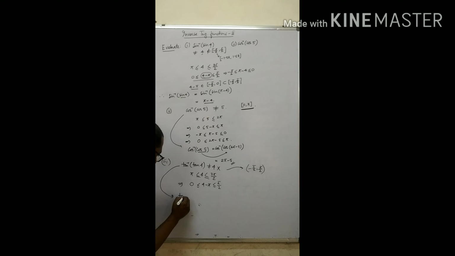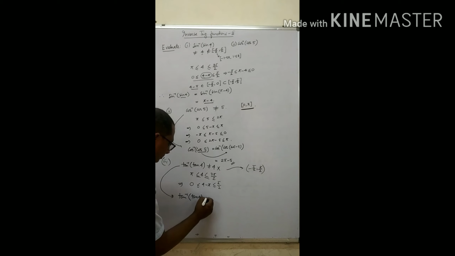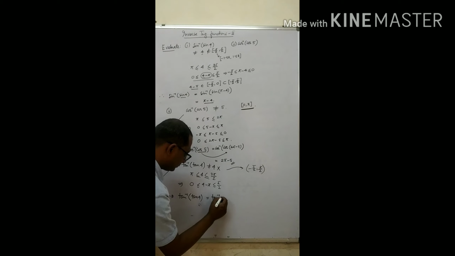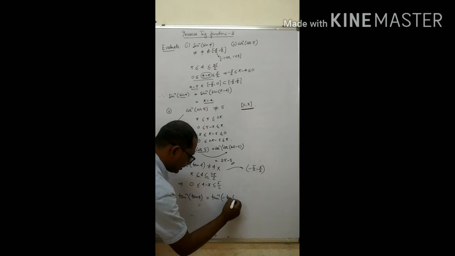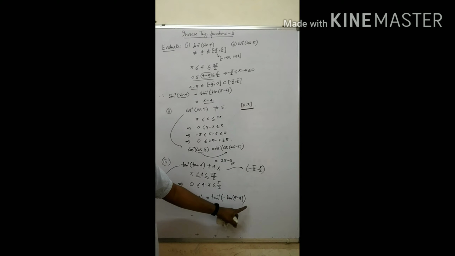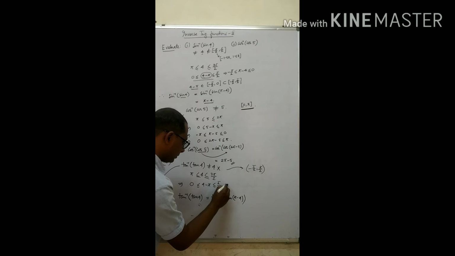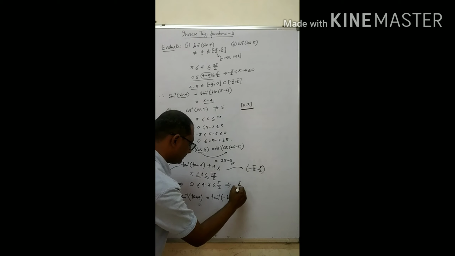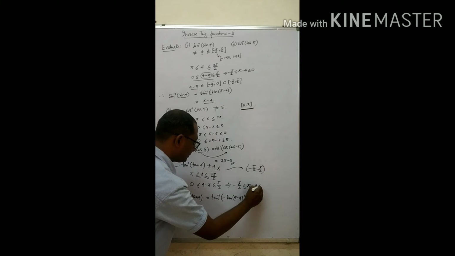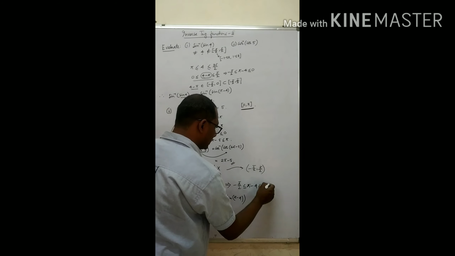Tan inverse of tan 4 is equal to tan inverse of minus tan pi minus 4. We can write tan of pi minus 4 is minus tan 4. Minus minus, it will become plus. So I'll use here another step to get minus pi by 2, pi minus 4. Still it is a subset of this.